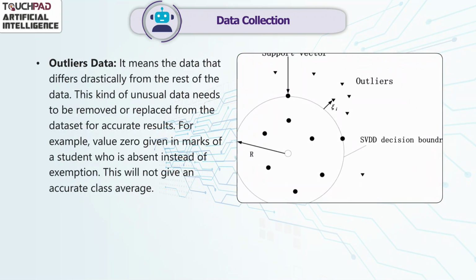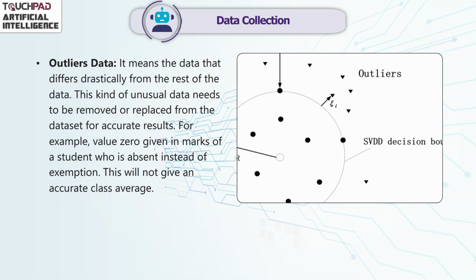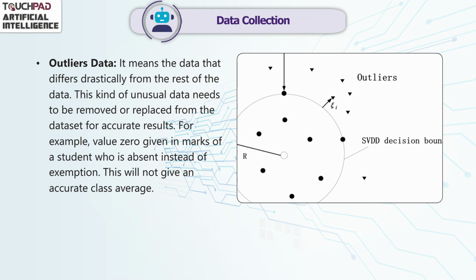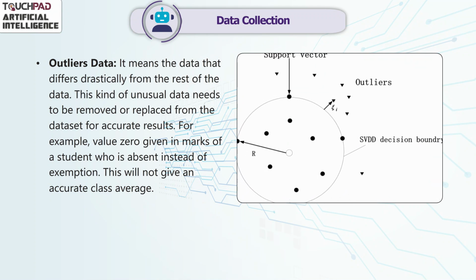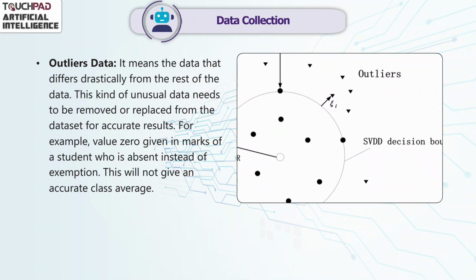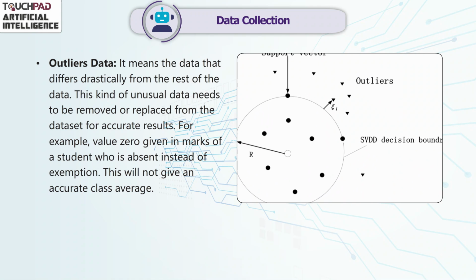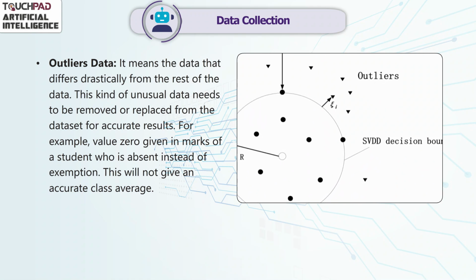Outliers data. It means the data that differs drastically from the rest of the data. This kind of unusual data needs to be removed or replaced from the data set for accurate results. For example, the value 0 given in the marks of a student who is absent, instead of an exemption. This will not give an accurate class average.